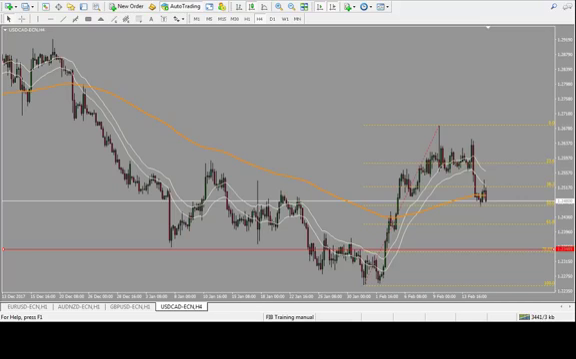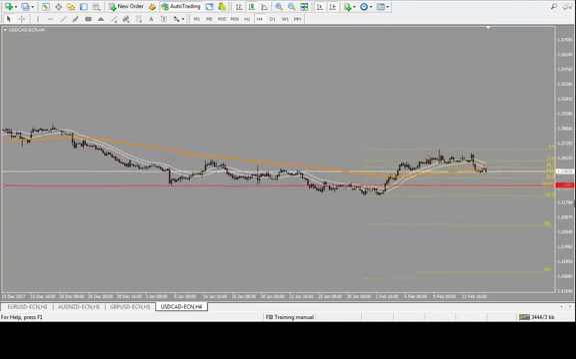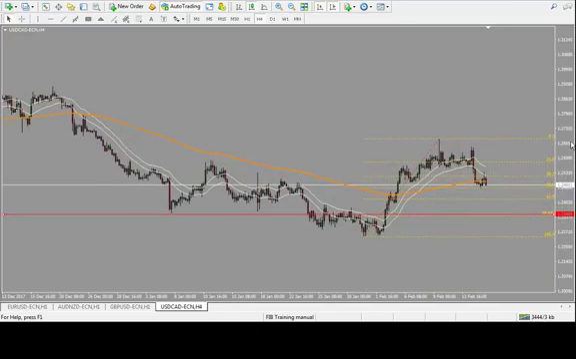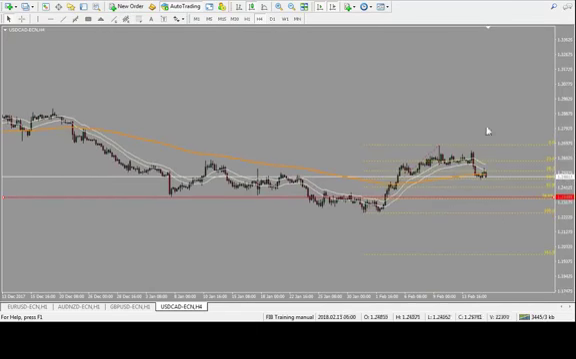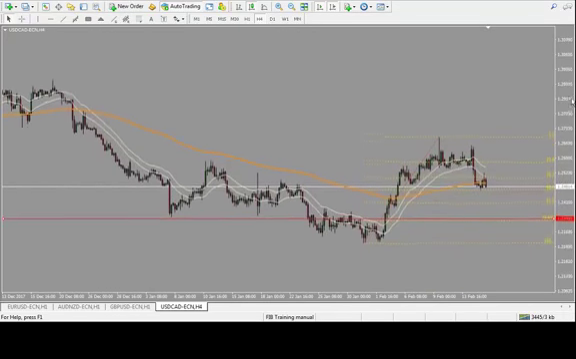Okay, the last question I see is, do I use 127.2 and 161.8? Yeah, exactly. These are for targets. Do they come up here? Yes. So for the targets, I agree.